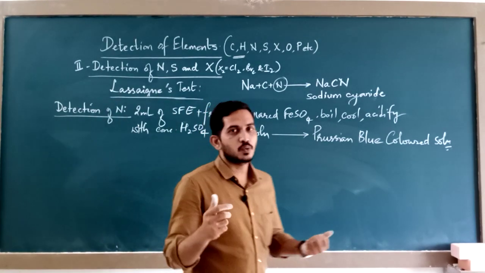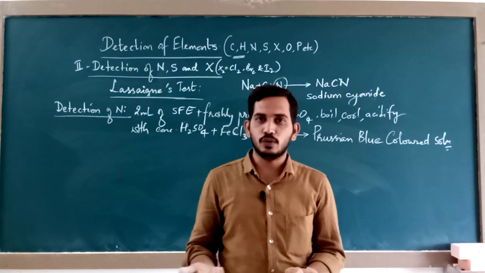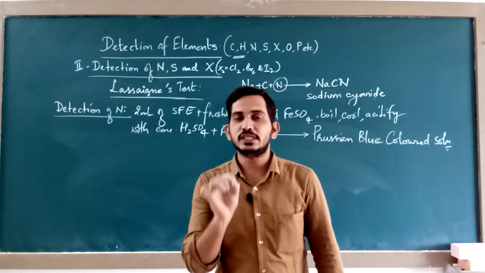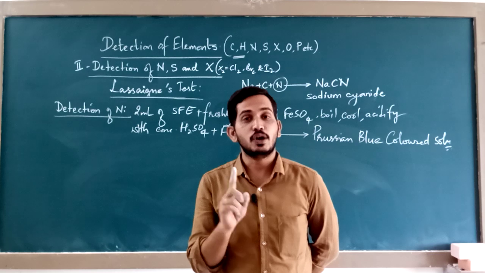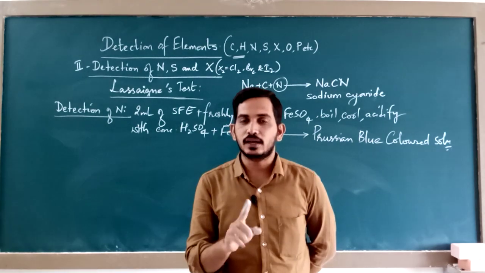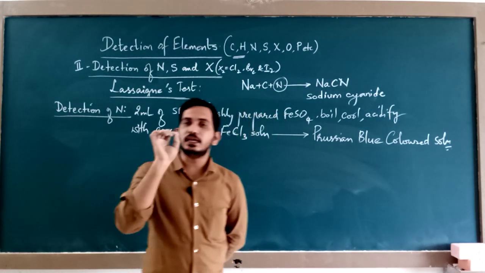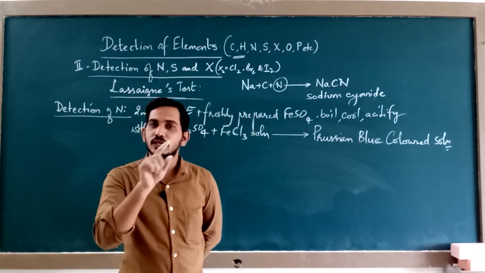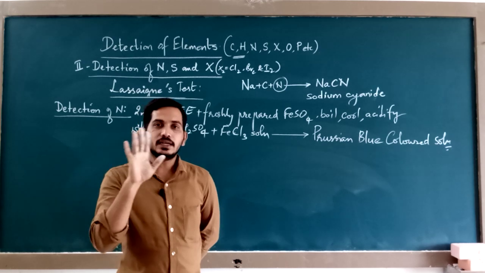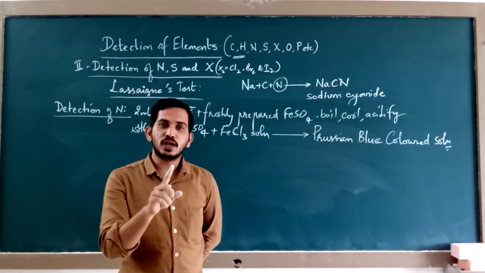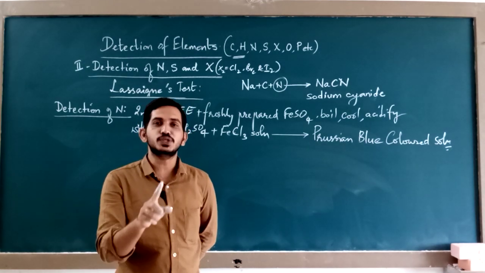Some of you might ask, sir, what is Prussian blue? Blue we know, but what is Prussian? If you have seen peacock feathers and you know that color, it is Prussian blue. If you are not able to get Prussian blue color, then at least you should get the green color that you see in the feathers of a peacock. At least that green color or the blue color seen in a peacock's feather, it is called Prussian blue color.